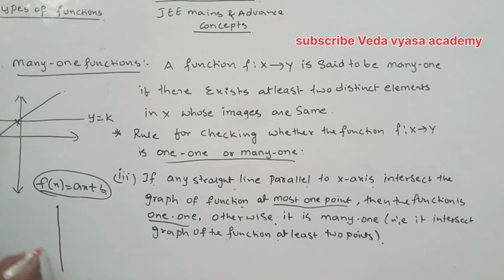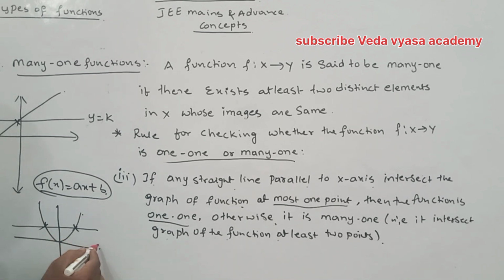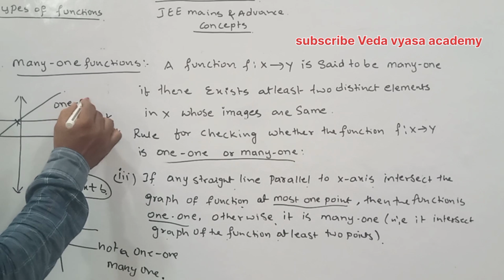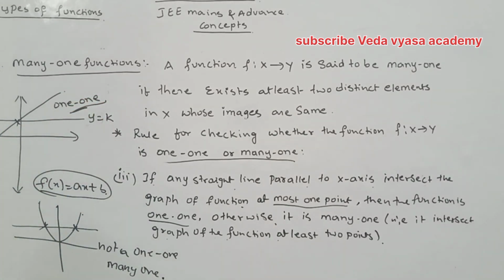Then f of x is a 1 1 function. Suppose one more, this is the graph of the function. You draw the line parallel to x-axis which cuts the curve at 2 points. This is not 1 1. It is many one function. This is 1 1 function. Okay, all of you. You remember this one.